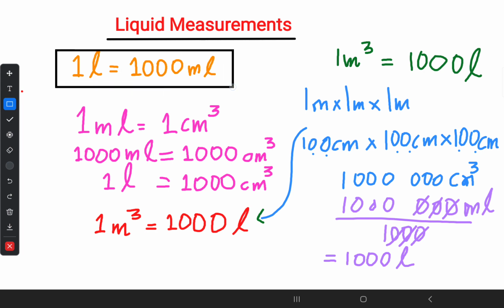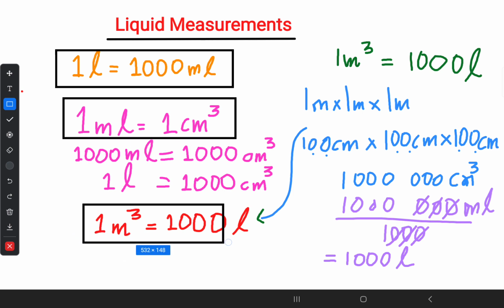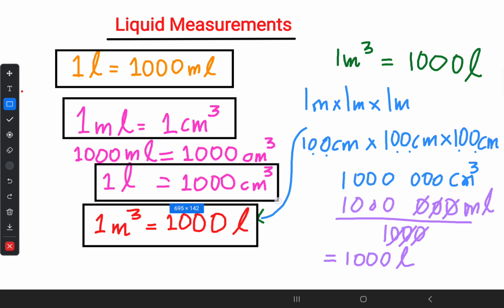These are the three important things you should remember while doing conversions. 1 liter equals 1000 milliliters, and 1 milliliter equals 1 cubic centimeter. 1 cubic meter equals 1000 liters. If you understood these things clearly, you can do the calculations without any hesitation. You can do the question directly.